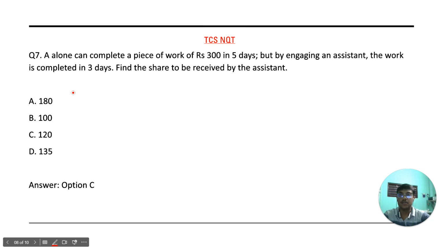A alone can complete a piece of work of rupees 300 in 5 days, but by engaging an assistant, the work can be completed in 3 days. Find the share to be received by the assistant. So A can do the piece of work in 5 days, and let the assistant be small a. So A and the assistant can do the piece of work in 3 days.